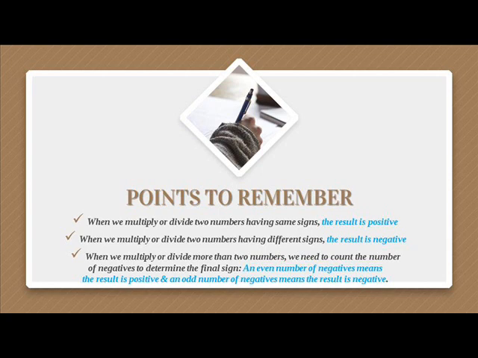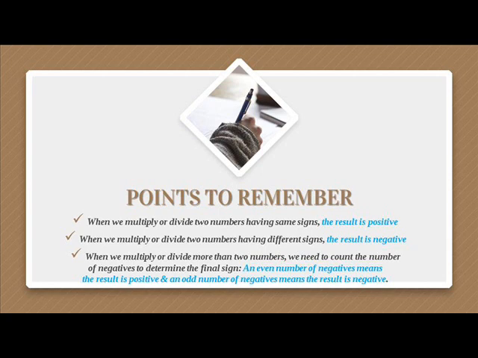The third thing is when we multiply or divide more than two numbers, we need to count the number of negatives to determine the final sign. That is, an even number of negatives means the result is positive, and an odd number of negatives means the result is negative. That is, if we multiply minus 4 two times, 2 is an even number. That means that our result will be positive.